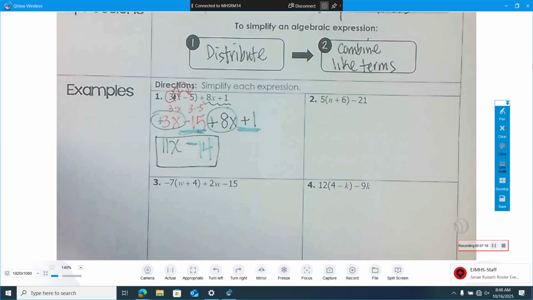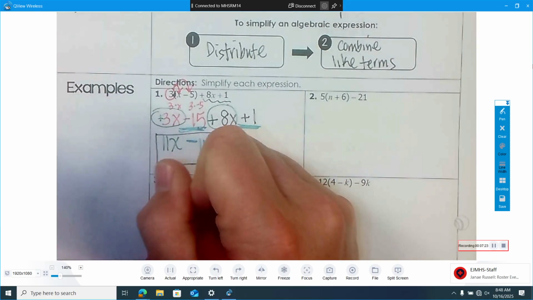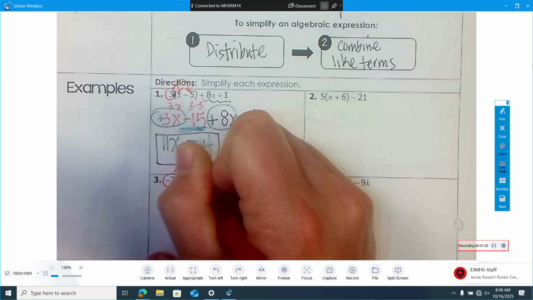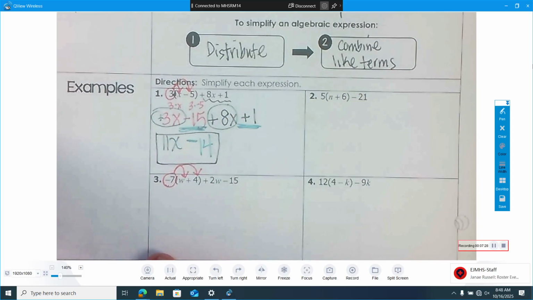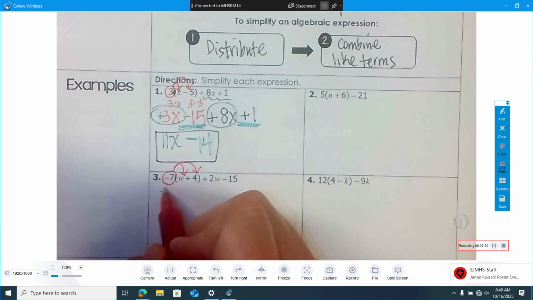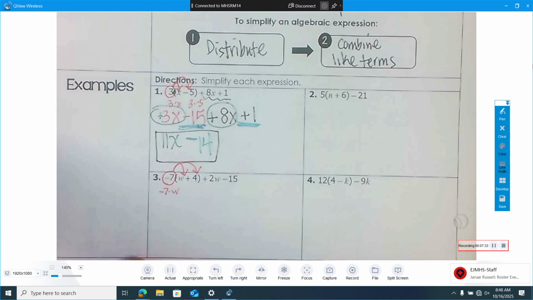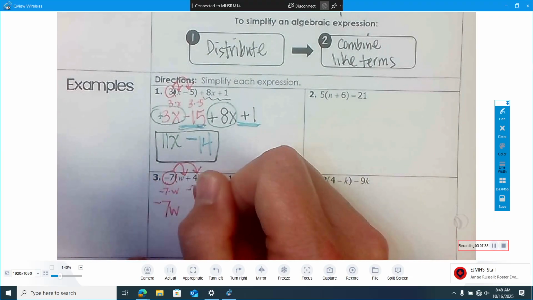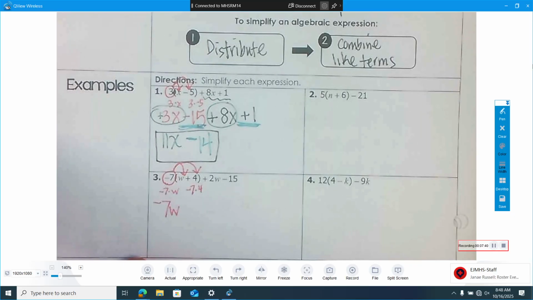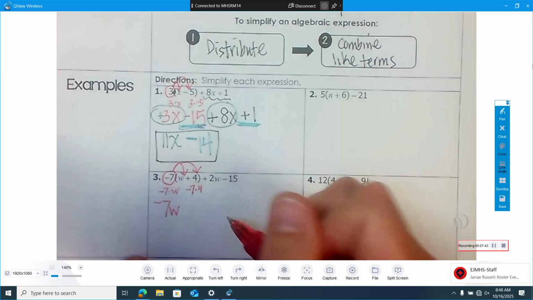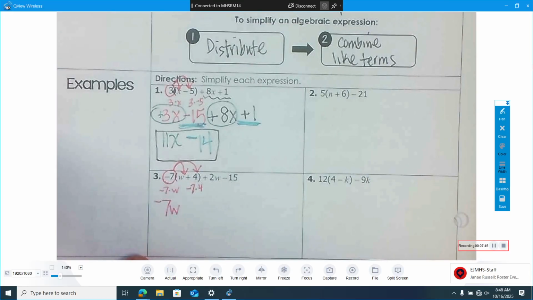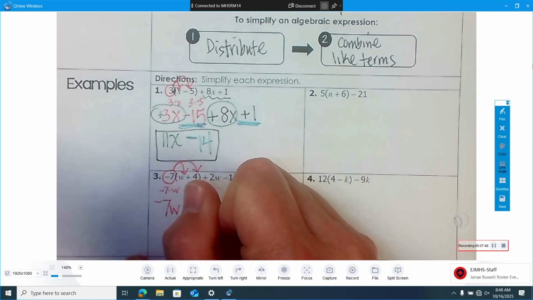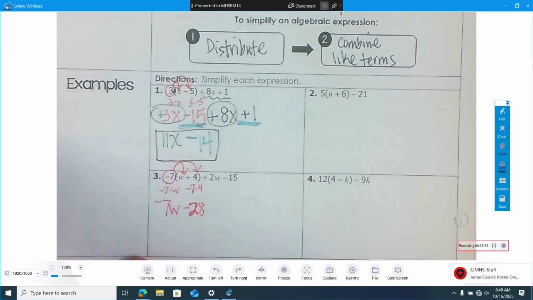What are we going to do first? Distribute what? Yeah, we're going to take a -7, and we're going to send it to both things inside the parentheses. So we have -7 times w, which is what? -7w, very good. And then we have -7 times positive 4. What's -7 times positive 4? Yeah, -28, very good. I'm writing it down so that we can remember what we're doing.